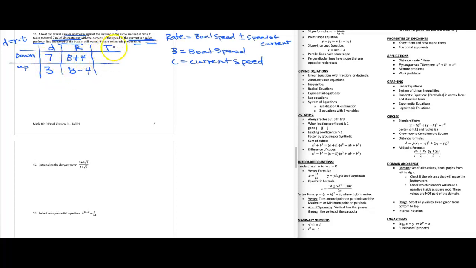And then the time. All we know about the time is that it says in the same amount of time, so that means they're equal. The times are equal to each other.